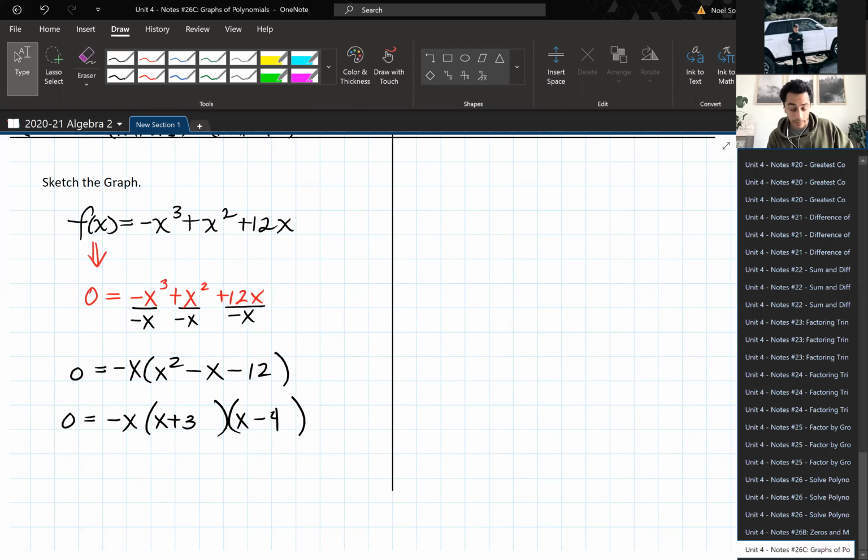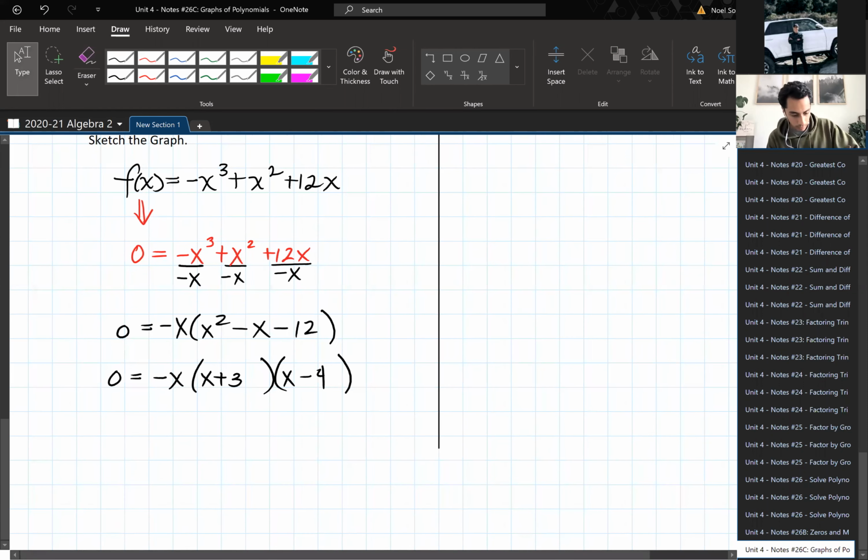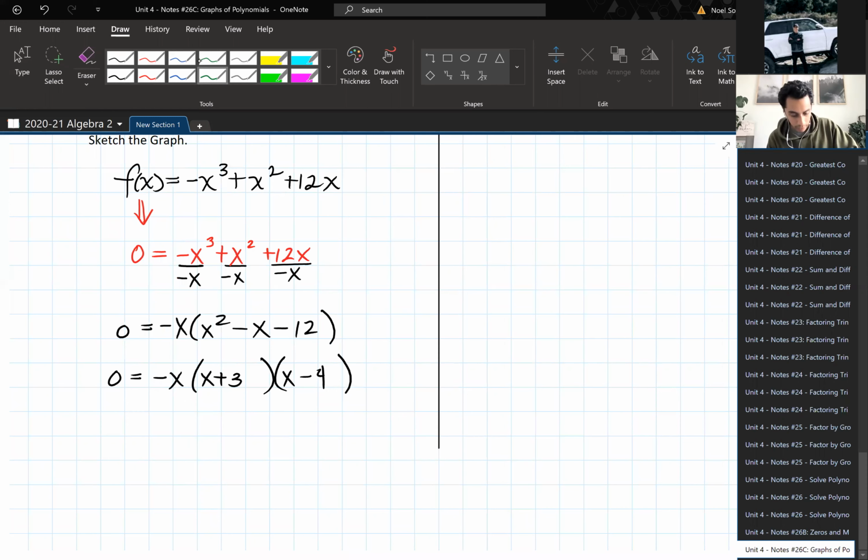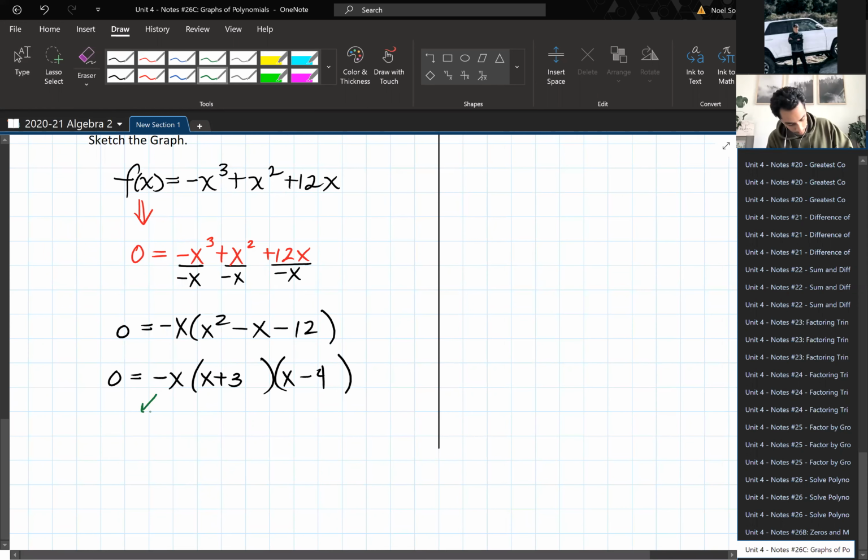Okay, so now I have my three different factors. I want to go ahead and use zero product property, solve for x. So my first one would be negative x equal to 0. Next one is x plus 3 equal to 0. Last one is x minus 4 is equal to 0.